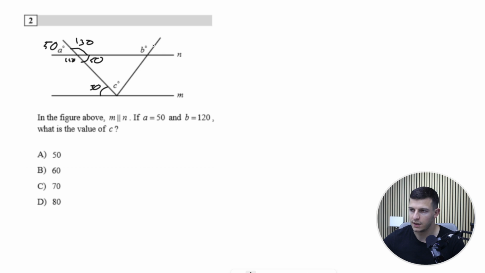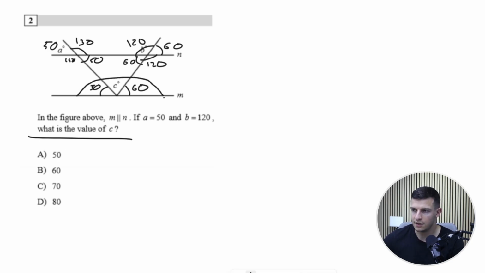And B is 120. So this is 120 again, which means this part is going to be 60. This part is going to be 60. This is going to be 60, right? And this part is 120. So what are we looking for? I haven't even read the question, but what's the value of C? We're looking for C. Okay.